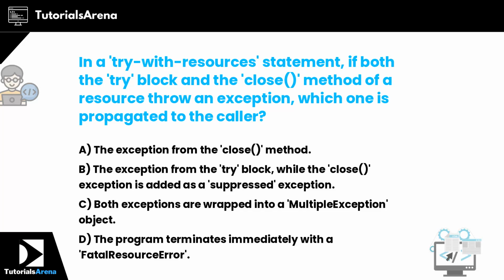In a try-with-resources statement, if both the try block and the close method of a resource throw an exception, which one is propagated to the caller? Answer is B, the exception from the try block, while the close exception is added as a suppressed exception.